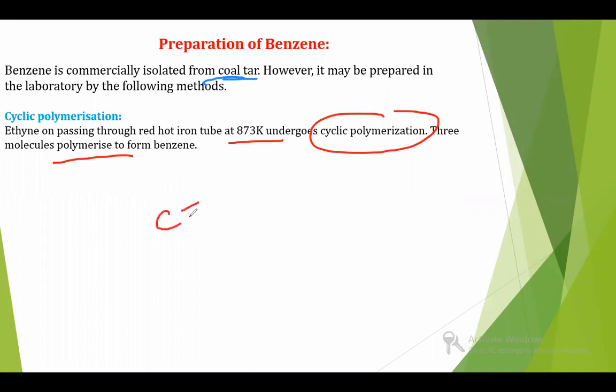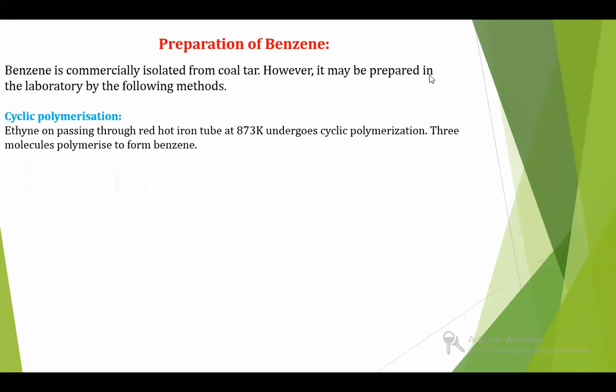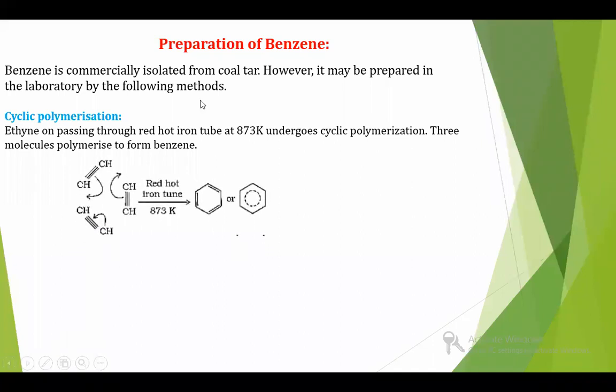Take three molecules, each with a carbon-carbon triple bond: one, two and three. One electron pair shifts from here to here, forming a double bond and a single bond between them. We can write this as alternate double bonds.